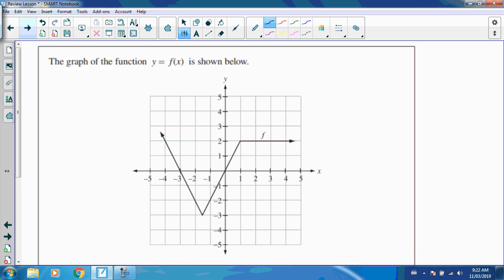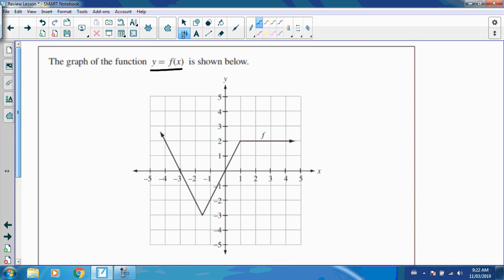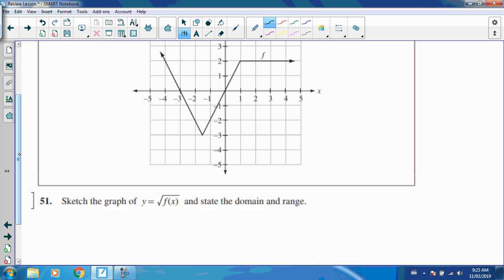So here the graph of the function y equals f of x is shown below. Here it is. It's an absolute value function here, and then there's a horizontal line kind of portion there. So what we are asked to do in this one is just to sketch the graph of y equals the root of this function and state the domain and range. So maybe copy that graph and give that a shot.